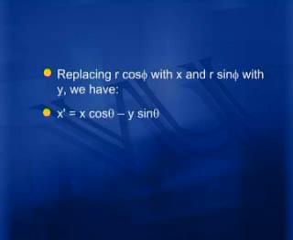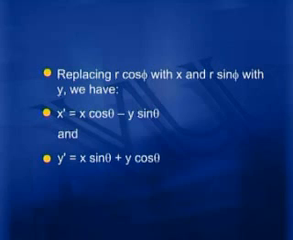As per our original definition of the points x and y defining the point P, x is r cos of phi and y is r sin of phi. So this is where we can put these values. What we do is replace r cos of phi and r sin of phi with x and y respectively, and we get x dash equal to x cos of theta minus y sin of theta and y dash equal to x sin of theta plus y cos of theta.